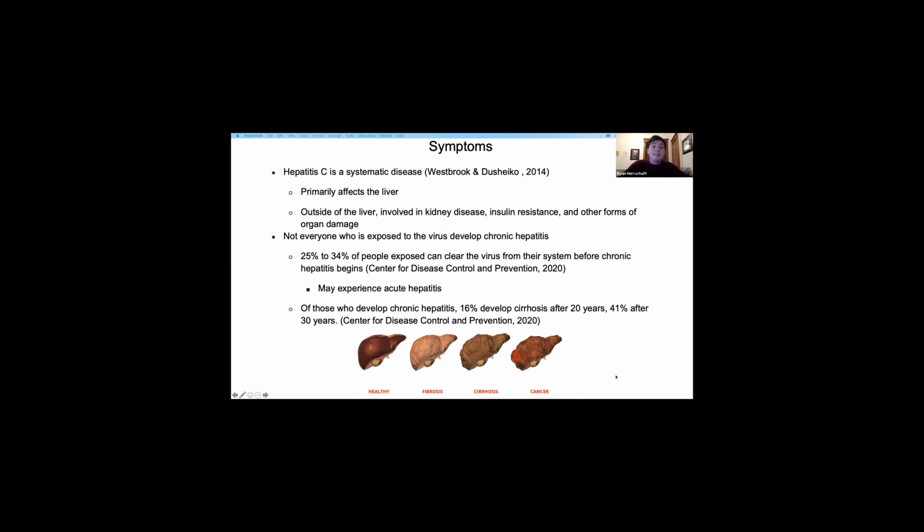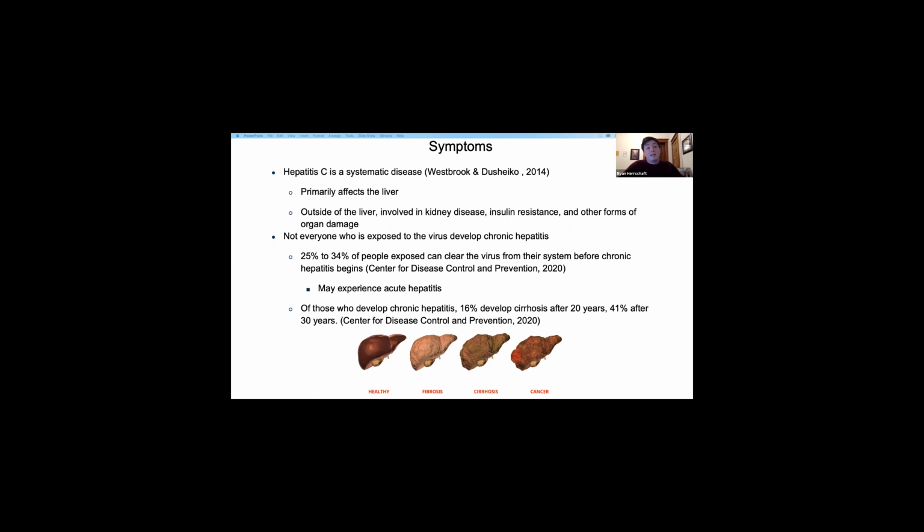So hepatitis C is a systemic disease, which means it can affect all or many organ systems. It primarily affects the liver, but outside of the liver, it can also damage the kidneys and the pancreas, leading to insulin resistance, and many other organs. And there's an increasing understanding of these extrahepatic symptoms, symptoms outside of the liver, that are increasingly causing some scientists to worry.